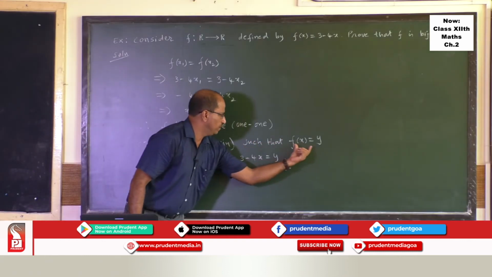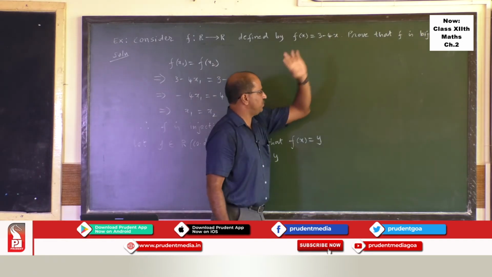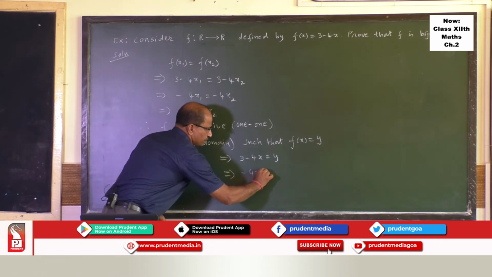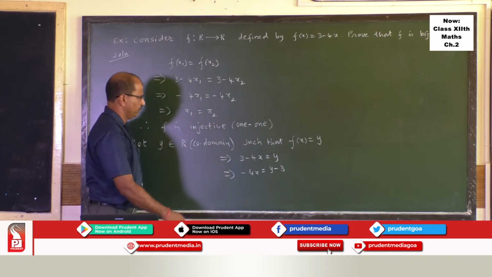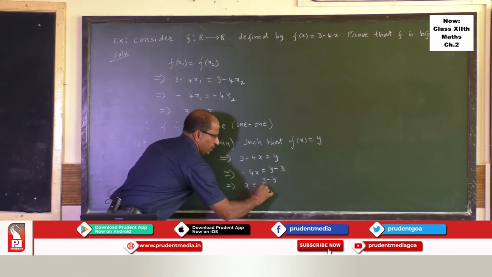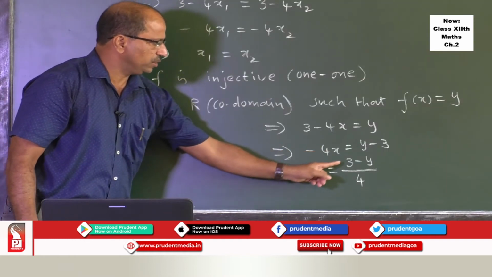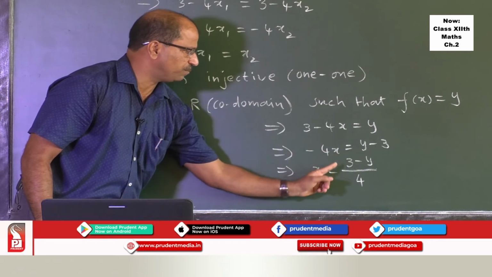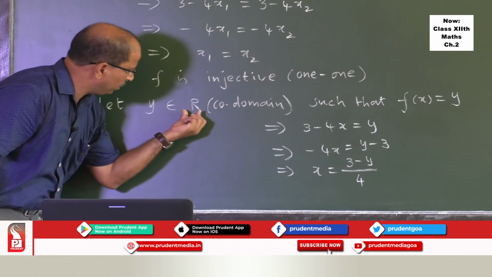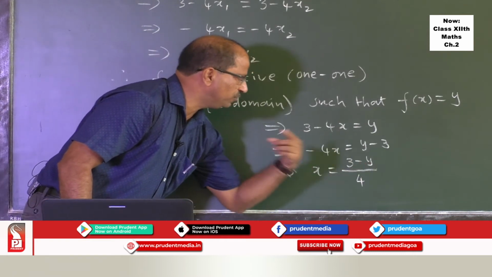From this step, this is the conclusion. So, 3 minus 4x, what is f of x? 3 minus 4x. So, 3 minus 4x is equal to y. This will imply minus 4x is equal to y minus 3. This will imply x is equal to (3 minus y) divided by 4. You get x is equal to (3 minus y) divided by 4. So, that means for any y belonging to the codomain real set here, we have x equal to (3 minus y) upon 4.